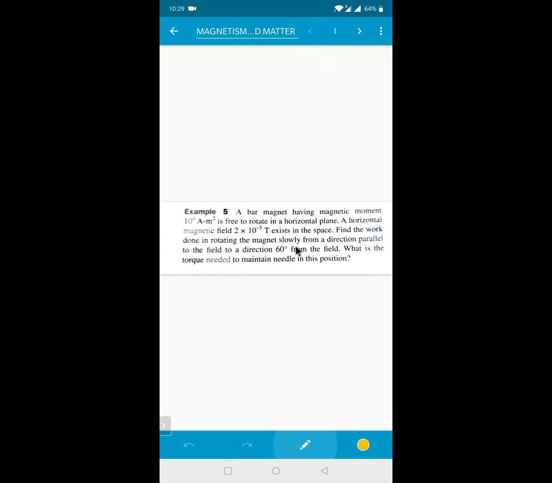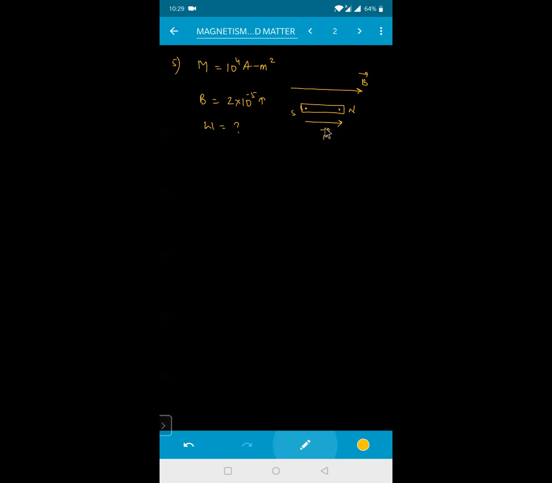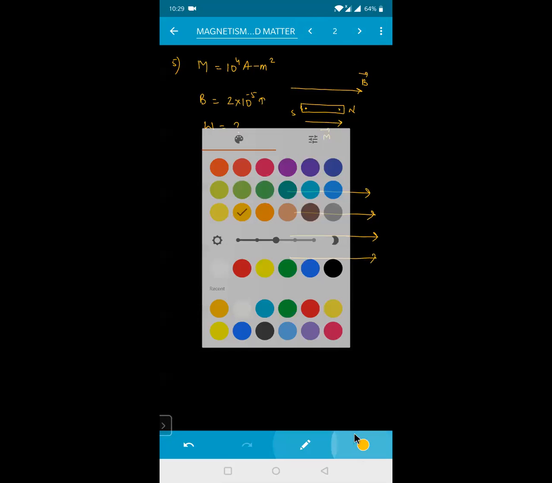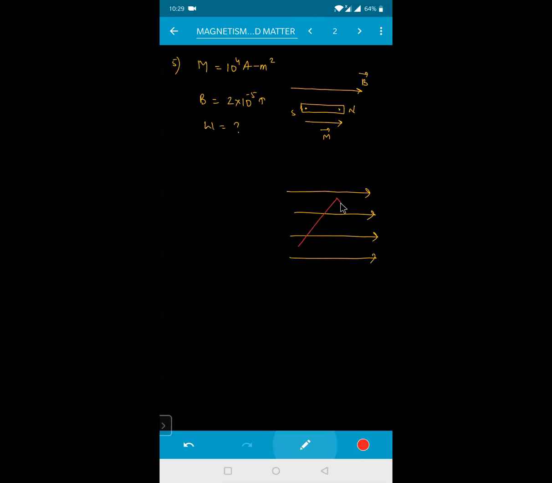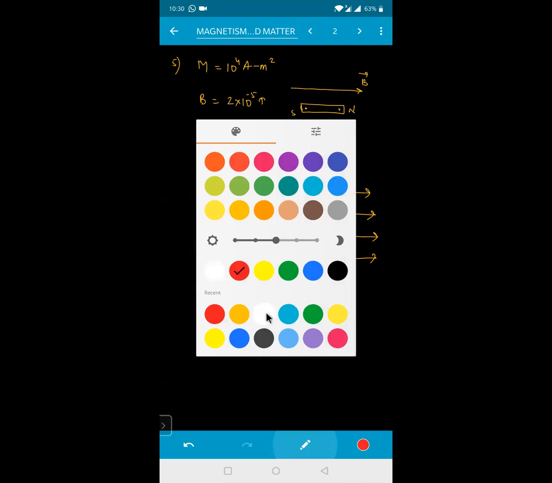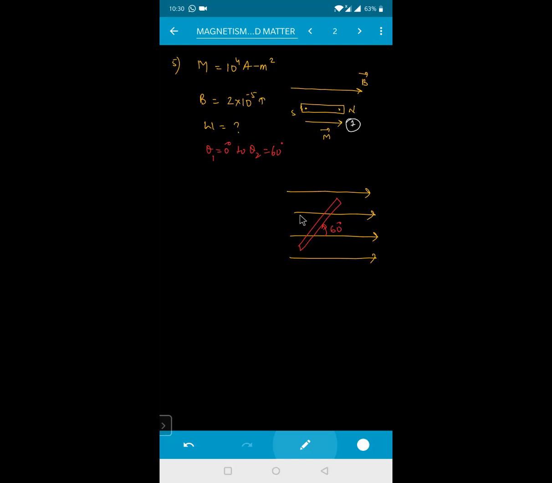Now see here what it is telling. Find the work done in rotating the magnet slowly from a direction parallel to the field to a direction of 60 degrees to the field. That means the direction of the magnetic field stays the same, but the bar magnet is being rotated from 0 degrees to an angle of 60 degrees. So from theta 1 equals 0 to theta 2 equals 60 degrees, we need to calculate the work done. This is position 1 and this is position 2. Is it clear?